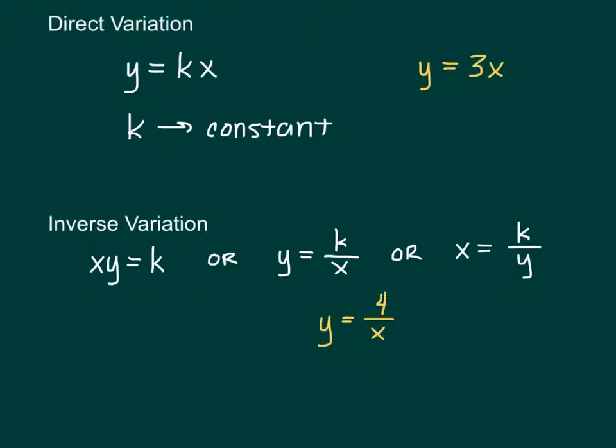And that's the main difference between direct variation and inverse variation again. Direct variation, they will both increase or both decrease. In inverse variation, they will go opposite directions. One goes up, one goes down.